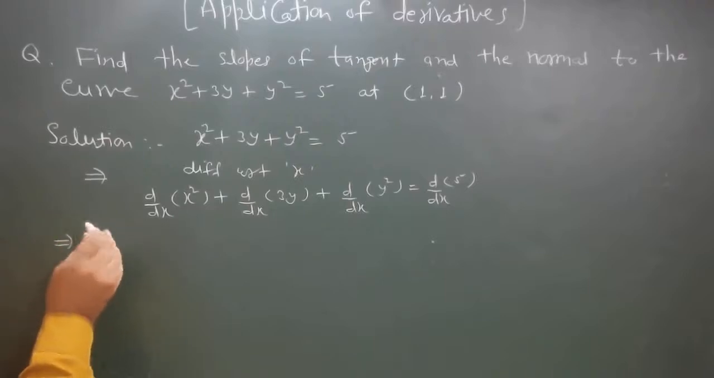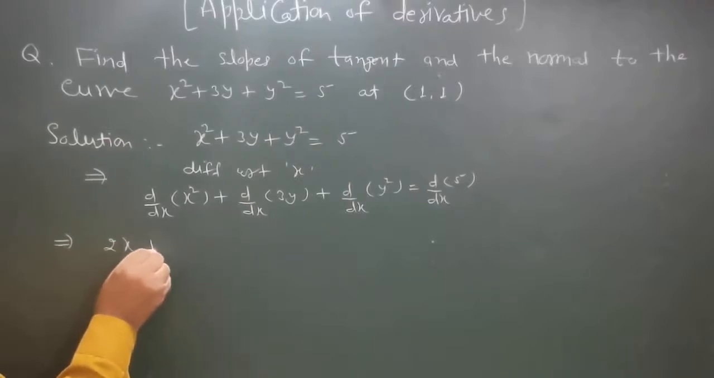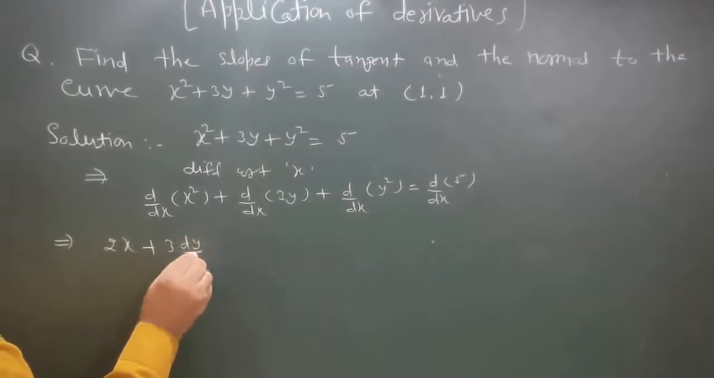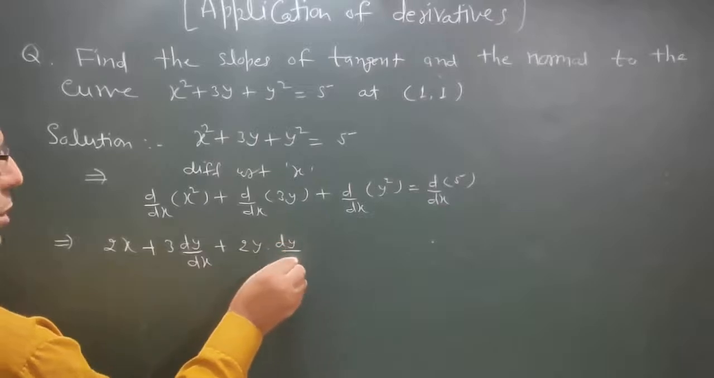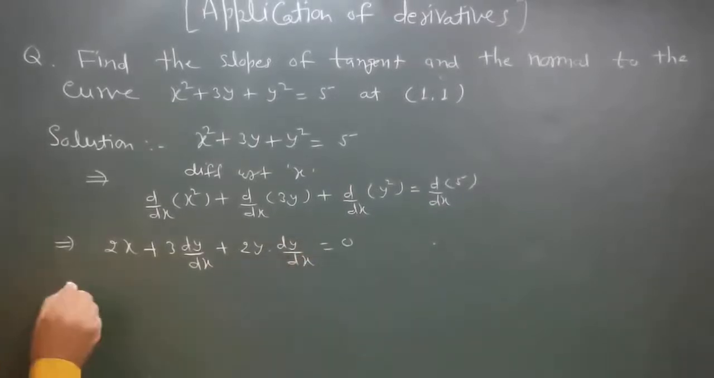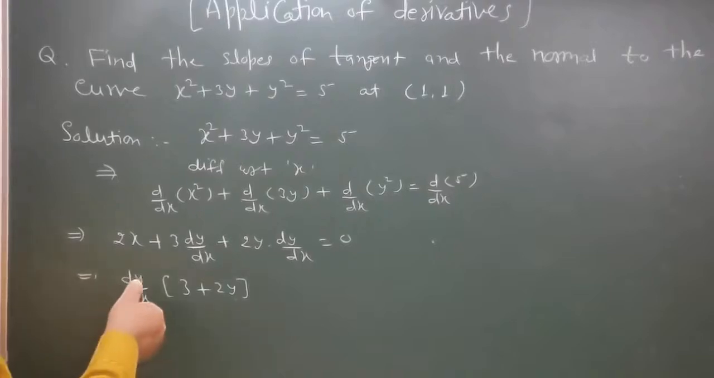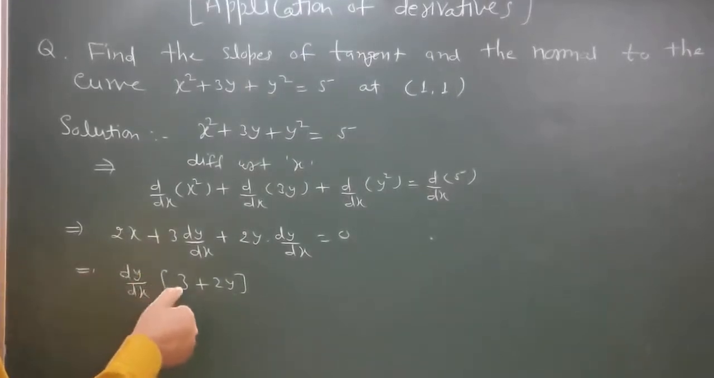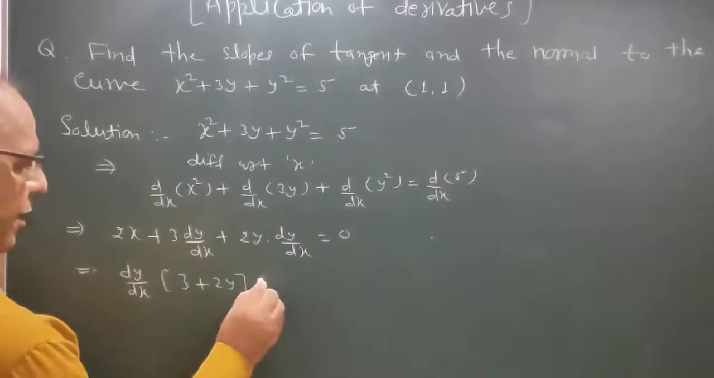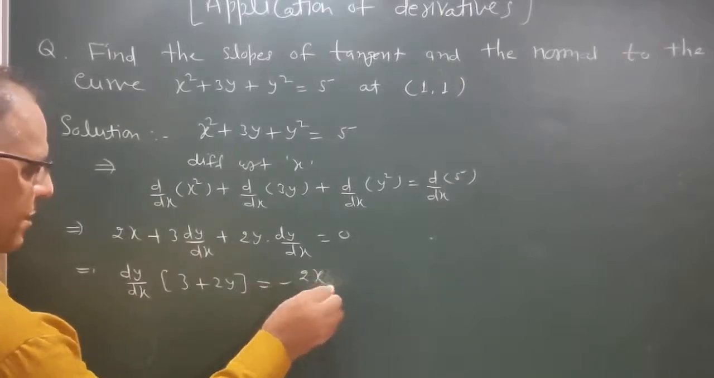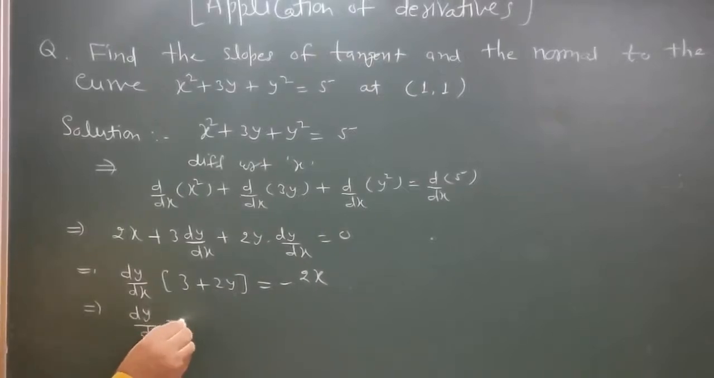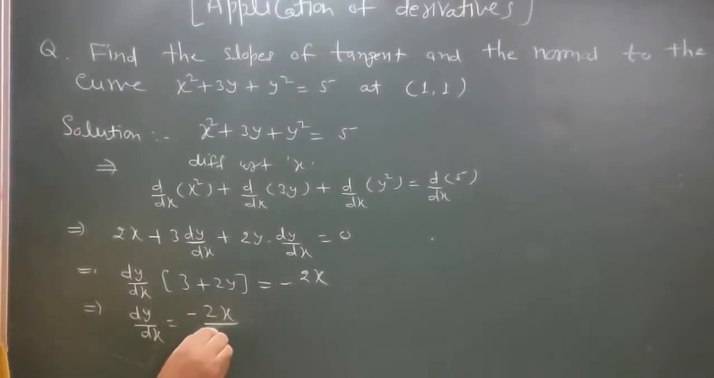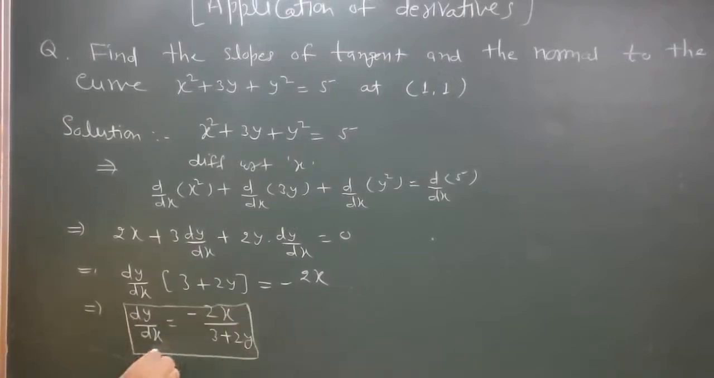So the next step becomes 2x plus 3 into dy over dx plus 2y into dy over dx equal to 0. Now take dy over dx common: (3 plus 2y) dy over dx equal to minus 2x. So now we have dy over dx equal to minus 2x upon 3 plus 2y. This is the value of dy over dx.